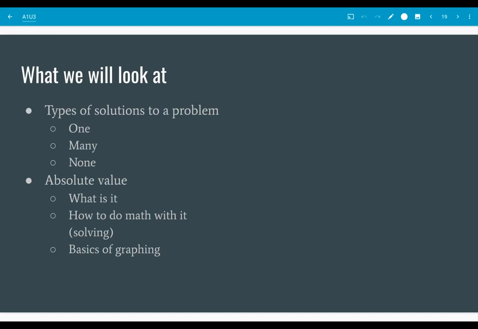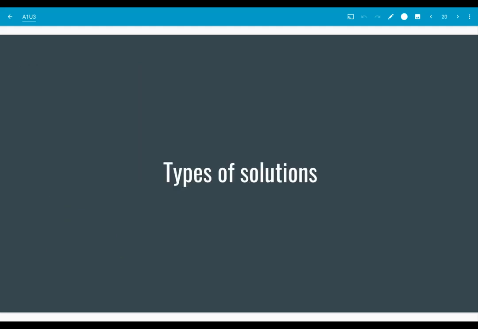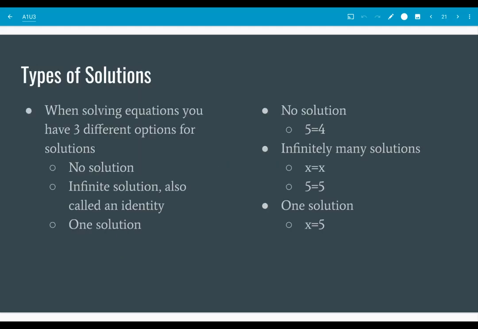In this video, we're going to look at types of solutions to a problem, and we're also going to look at absolute value. So getting started with types of solutions, when solving equations, you have three different options for solutions.